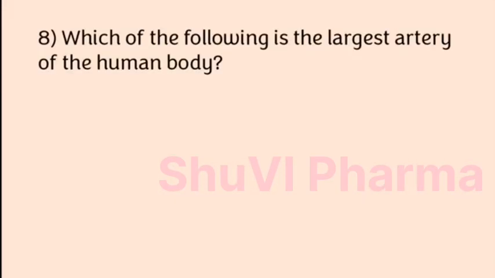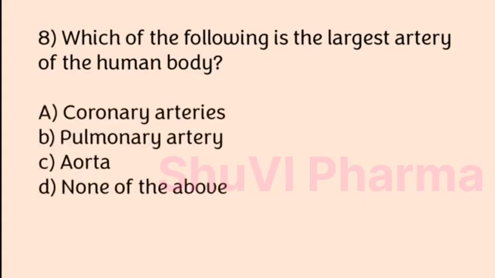Which of the following is the largest artery in the human body? Coronary arteries, pulmonary artery, aorta, none of the above. The correct answer is option C. Aorta is the largest artery in the human body.